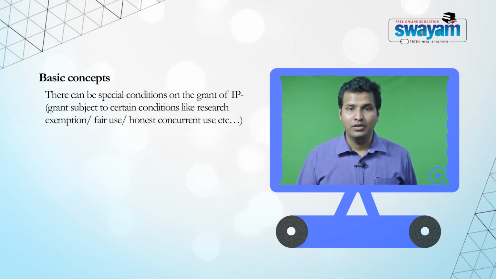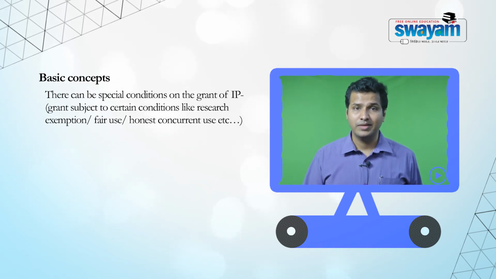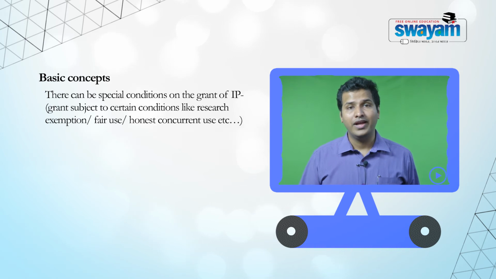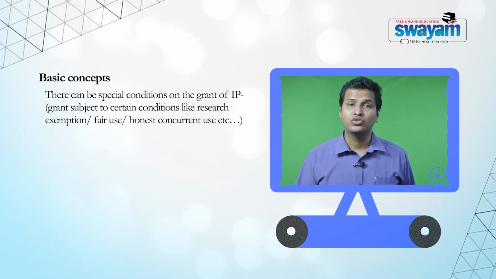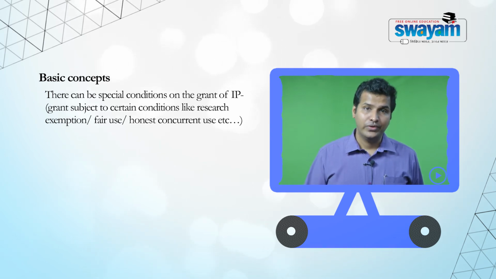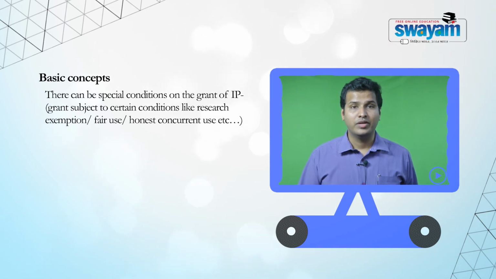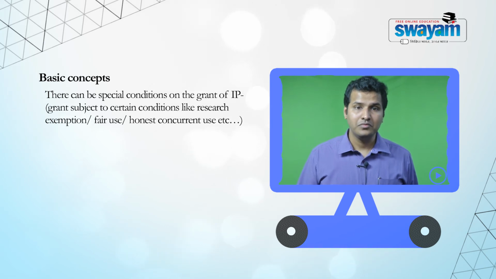For example, intellectual property rights in the case of patents are subject to research exemption, or they may also be subjected to Bolar exceptions, also called regulatory review exceptions. Copyright may be subjected to fair use, and also in the case of trademarks, marks can be subjected to honest and concurrent use.